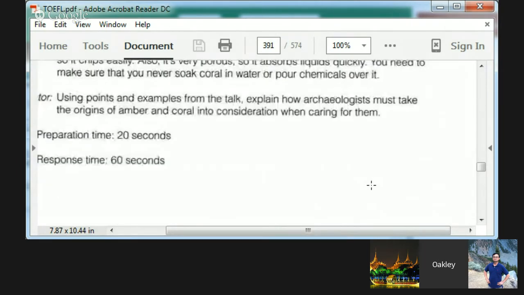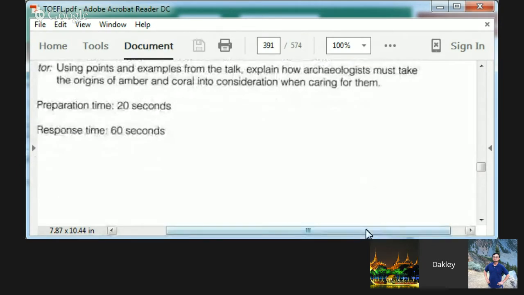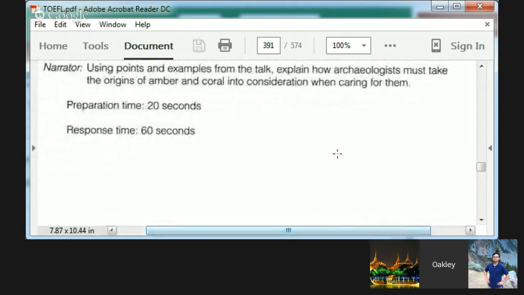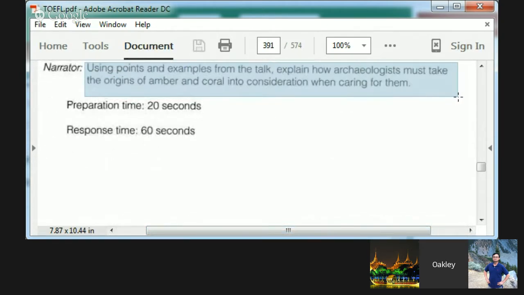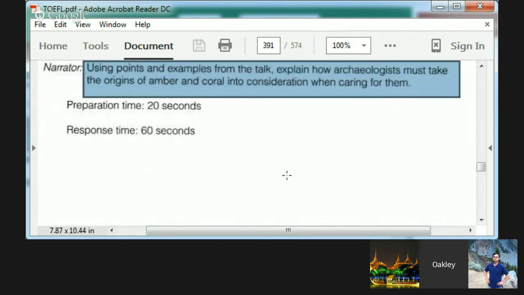Okay, that's it. That's all you get. Hope you made good notes. Okay, then the narrator is going to come on and say something like, using points and examples from the talk, explain how archaeologists must take the origins of amber and coral into consideration when caring for them.